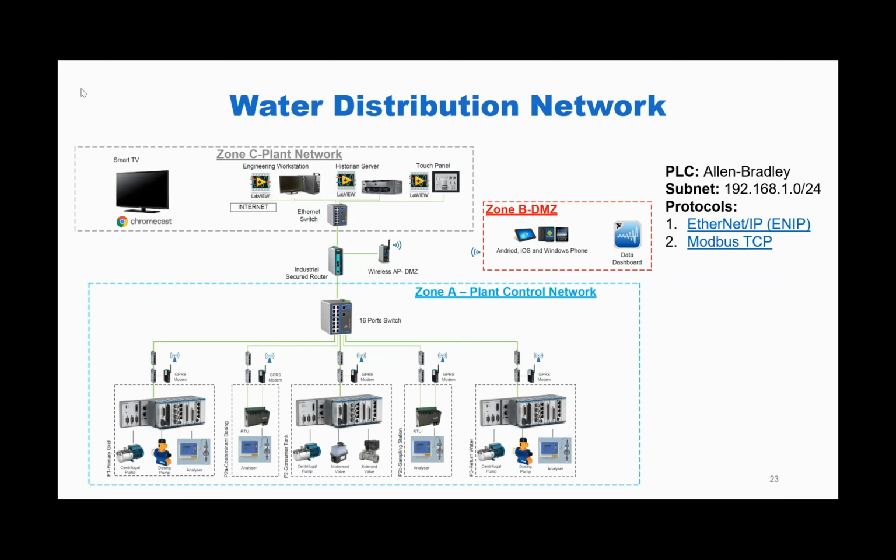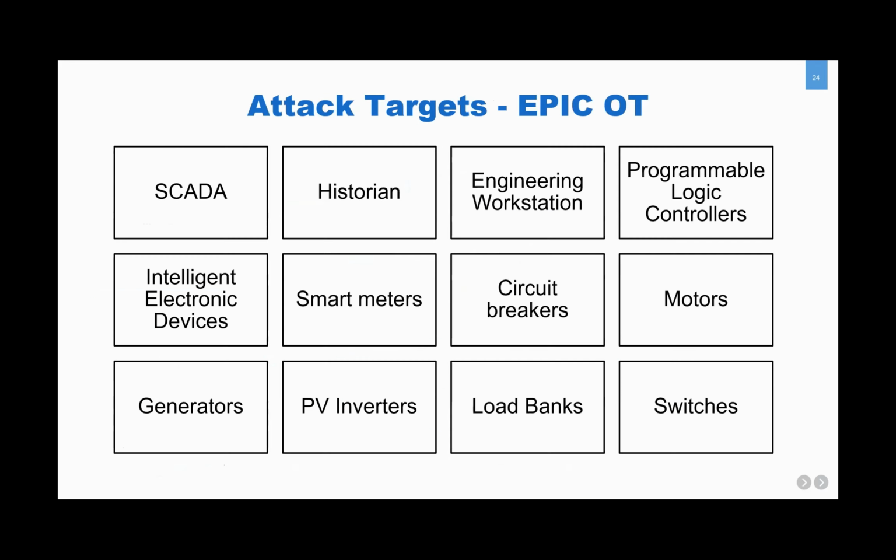This is for the analyzer sensors, and typically it also follows the same format of the Purdue model, the level 0, level 1, and level 2. Yeah, next. So these are all the attack targets for EPIC.